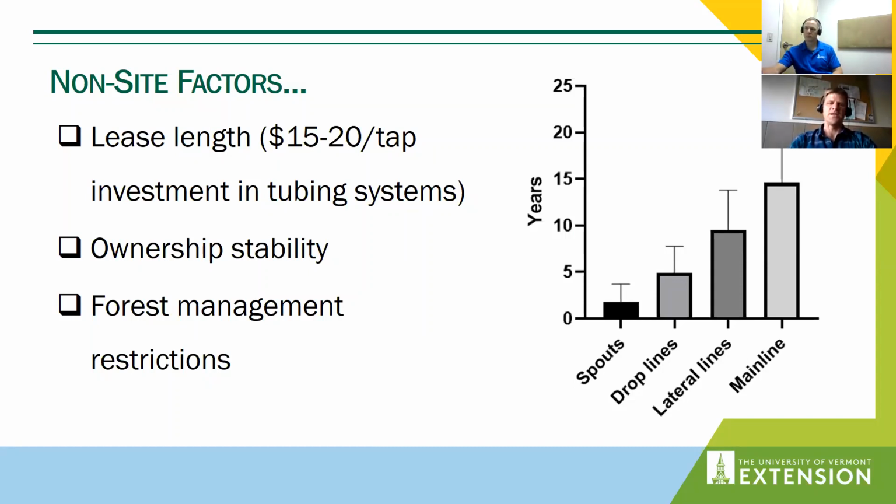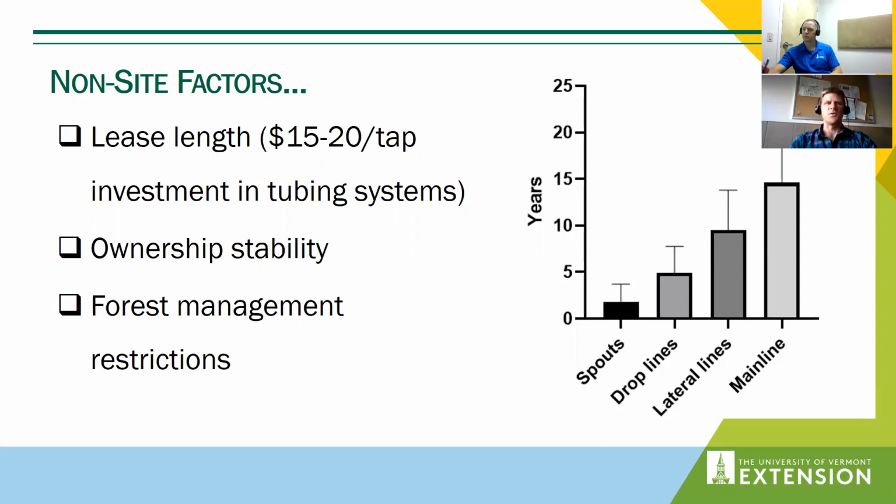And that graph on the right is more results from the survey, and it generally shows what we expect, that the interval of replacing spouts is between 1 and 2 years. Drop lines are being replaced a little bit less than 5 years. The interval for lateral lines is right around 10, and then main lines somewhere around 15 years, but there's a lot more variability there.